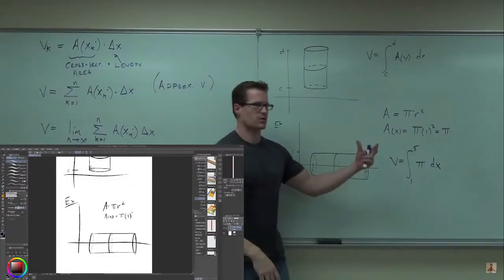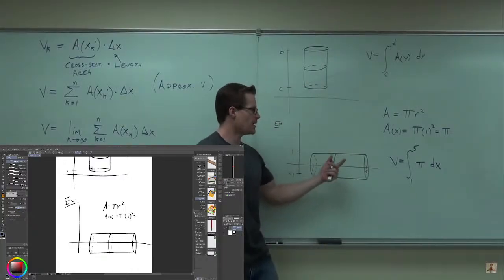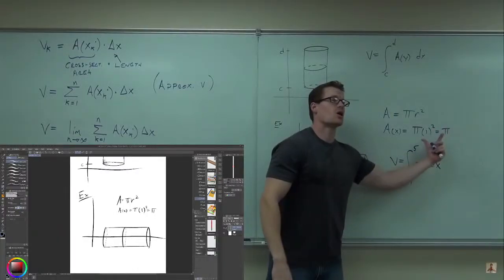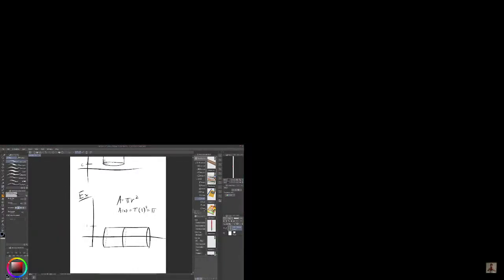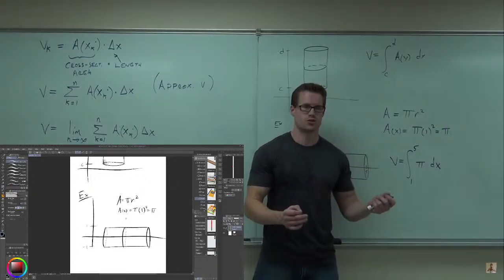Cross-sectional area, it's just the area of a circle. That's pi in this case, the radius is 1. That is cross-sectional area, that's a constant. There are no x's because it does not change. If it changed, we would have x's for sure. It'd be a function in terms of x. Now, we're going from 1 to 5 because that's where we start, that's where we stop, that's where our planes are perpendicular, no problem. Hey, can you find the integral of pi dx?